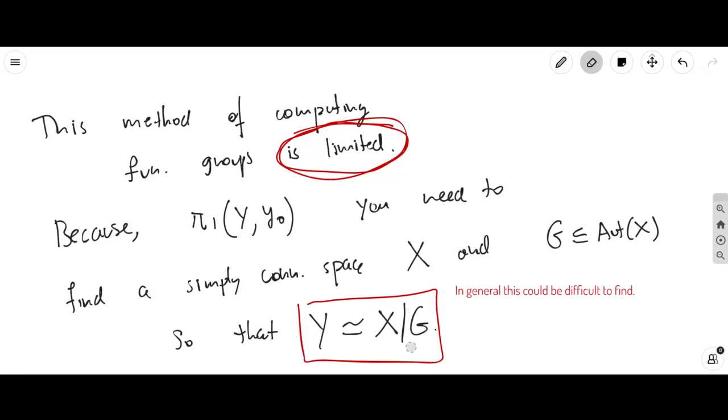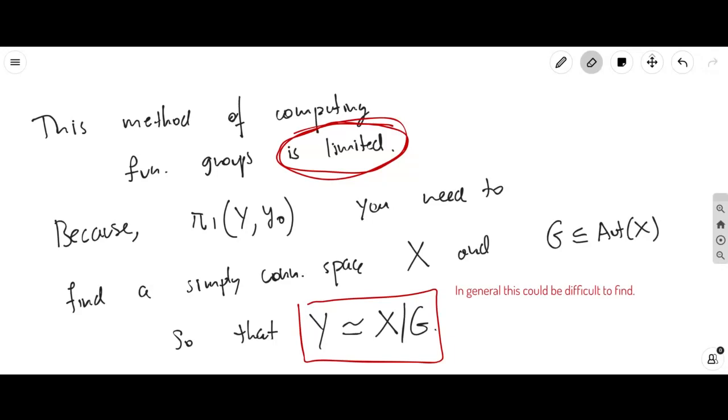But assuming you could do it, then you have this nice theorem that connects the fundamental group of the quotient with the group of automorphisms, and not only does it tell you it's isomorphic with G, but you can actually draw the homotopy classes in your space. You can actually show what generates them, or show what all of them look like. So it's a nice method, but it is limited, of course.